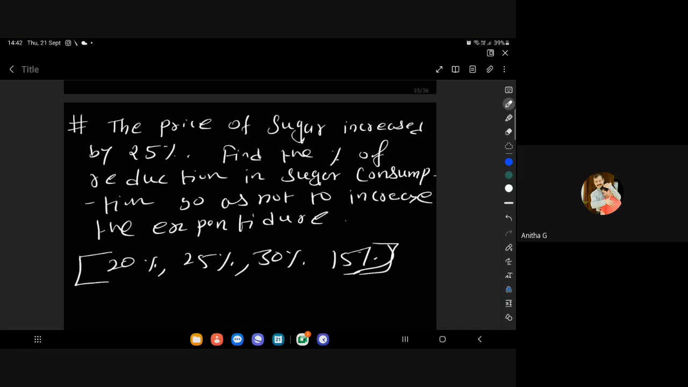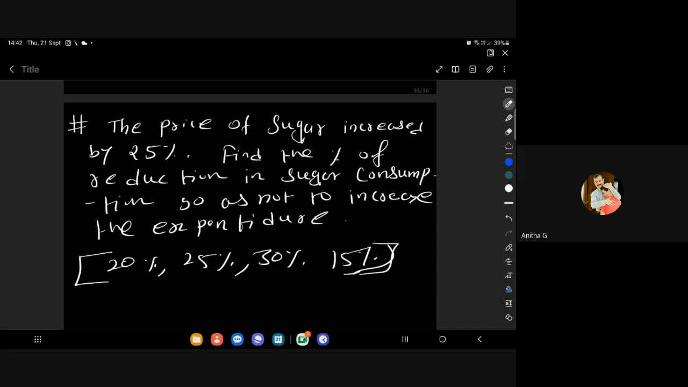Means if previously you purchased 1 kilo of sugar at rupees 100, now you will purchase 1 kilo of sugar at 125 rupees. That is the meaning. The price of sugar increased by 25%. If 1 kilo sugar was available at rupees 100 previously, now it is available at 125 rupees.